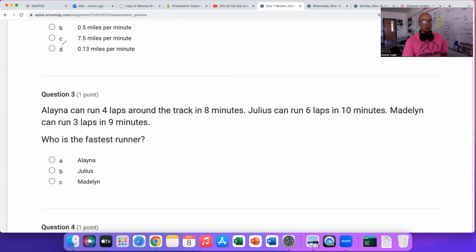All right, this next one, guys, we see that Aliana can run 4 laps around the track in 8 minutes. Julius can run 6 laps in 10 minutes, and Madeline can run 3 laps in 9 minutes. Who is the fastest runner? So we're talking about speed. Speed, guys, will always be distance over time. If you need to write that down, please do so. Who has the most speed will always be distance over time, and it is going to be a unit rate. Meaning we want to know how much distance is traveled per 1 unit of time. So in this case, our distance is measured in laps and our time is measured in minutes.